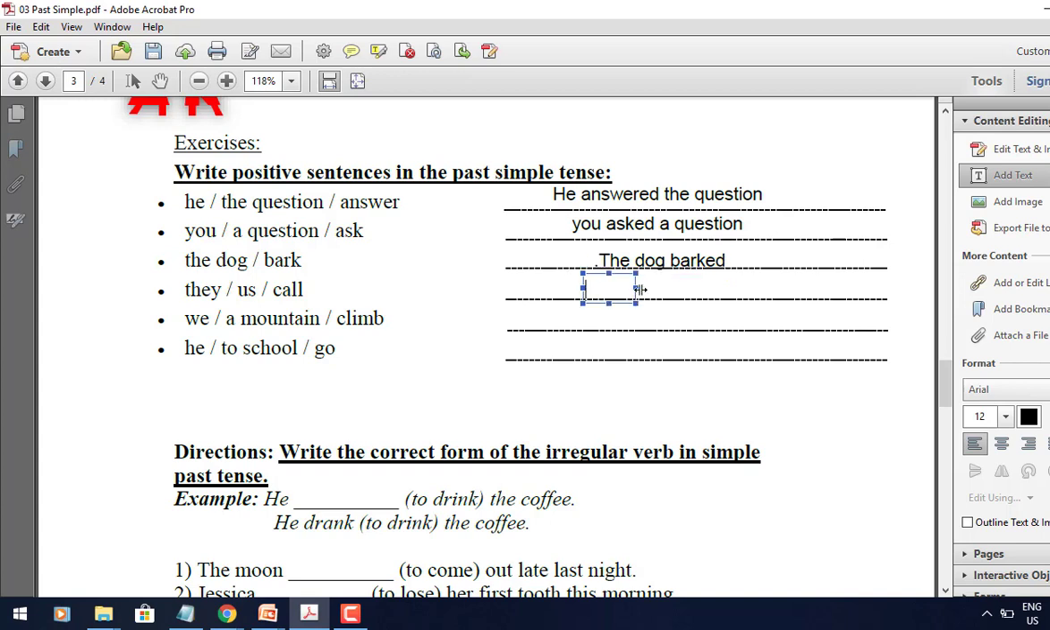Number 4. They, us, call. Here is the verb. Call is a regular verb. We just add -ed. So, they called us.